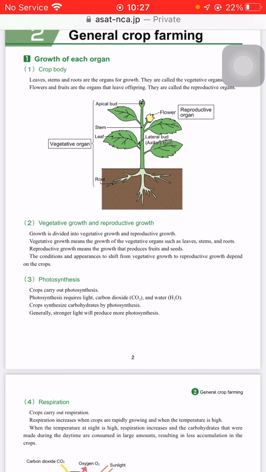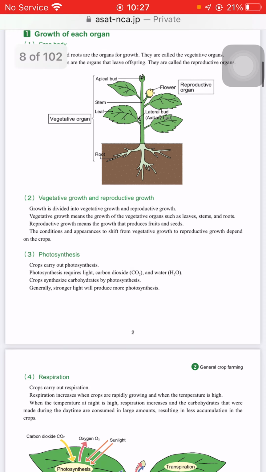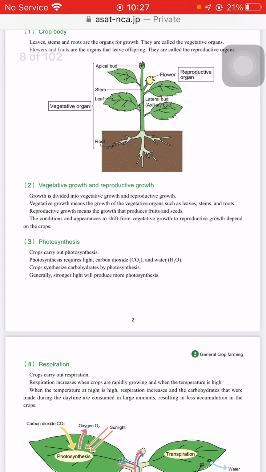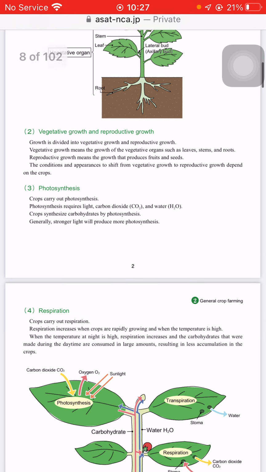Photosynthesis. Crops carry out photosynthesis. Photosynthesis requires light, carbon dioxide, and water. Crops synthesize carbohydrate by photosynthesis. Generally, stronger light will produce more photosynthesis. So photosynthesis requires light, carbon dioxide, and water.